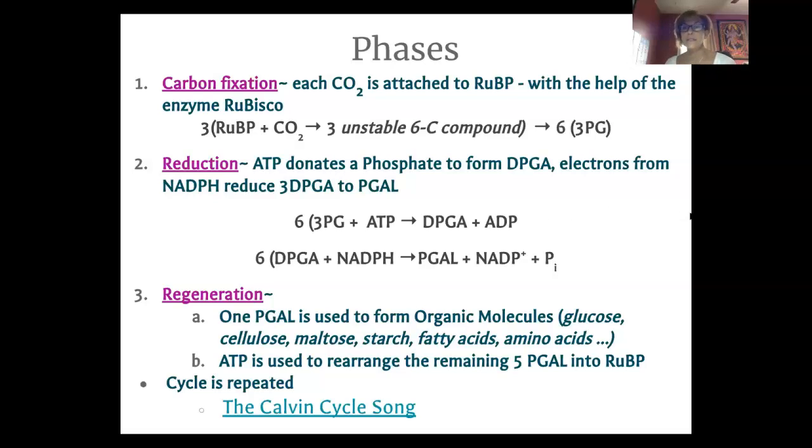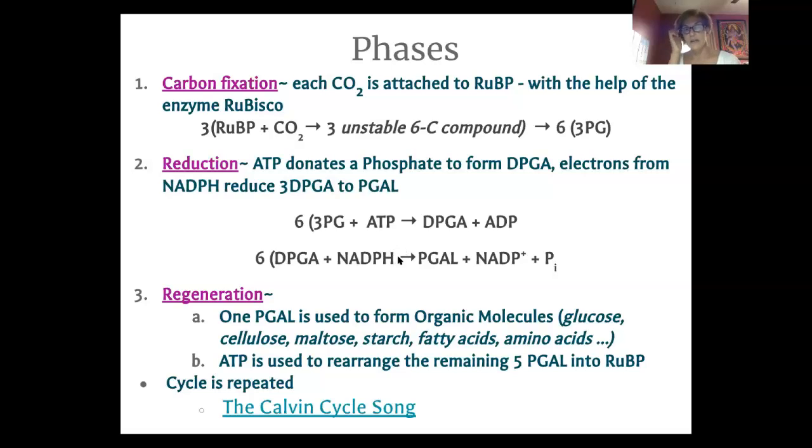Okay, this happens in 2 steps. It first requires ATP. ATP donates a phosphate, puts it in its active form to be converted into PGAL with the help of that electron.